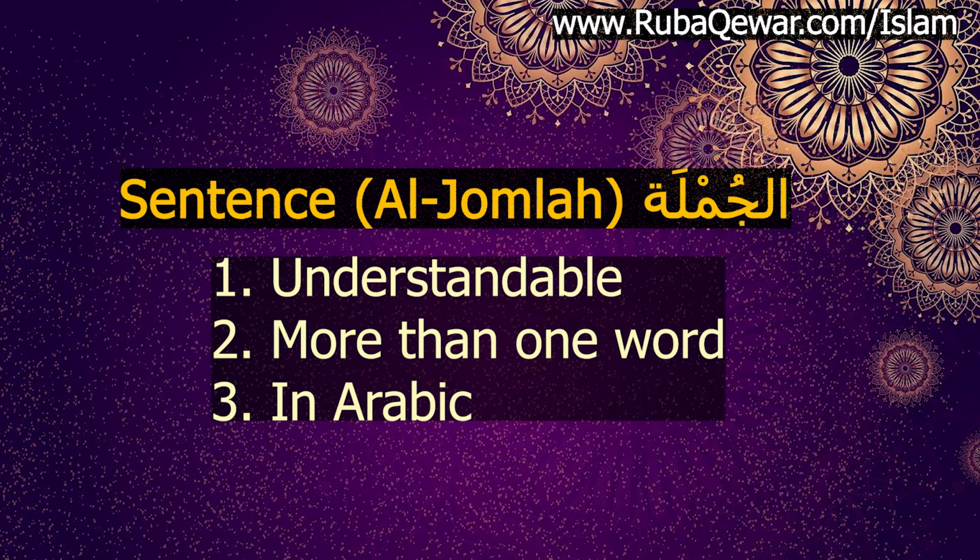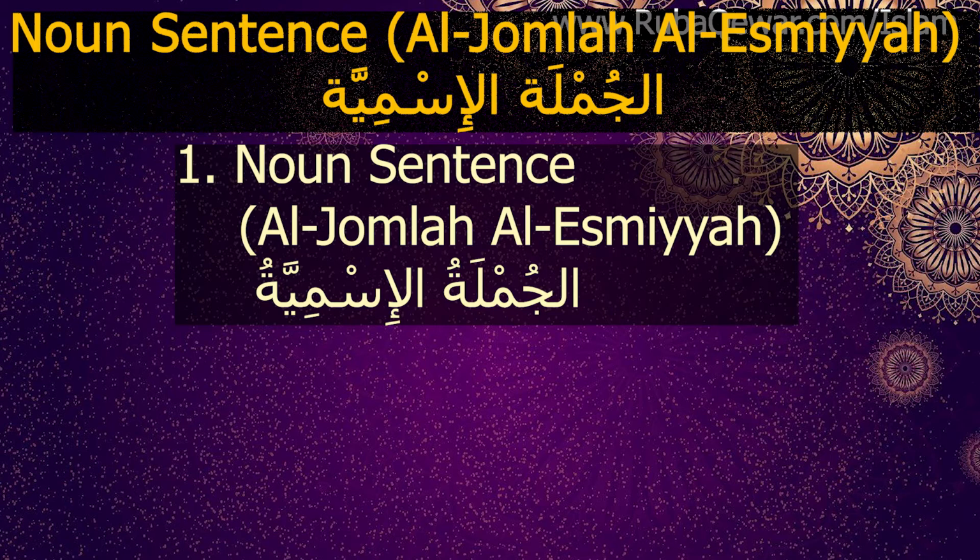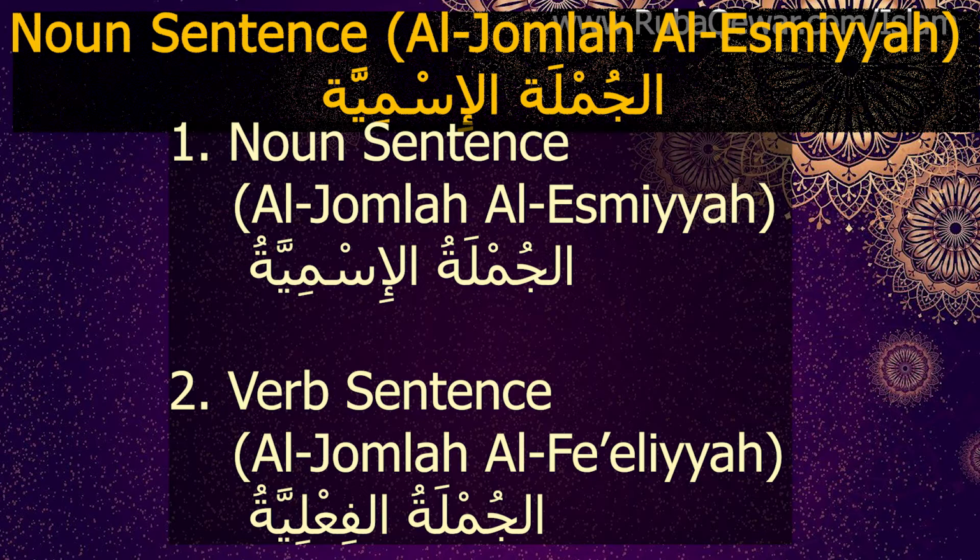For us, any other language will be like, you know, bogus or whatever they call it. So al-jumla has to have more than one word that makes sense, that is understandable. Okay. Now al-jumla, of course, there are 2 types. There is al-jumla al-ismiya, that starts with noun. And there is al-jumla al-fi'liya, that starts with fi'l, verb.